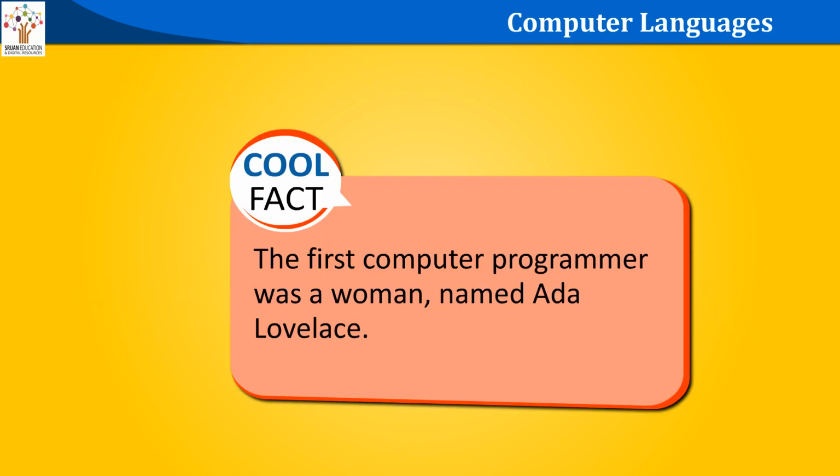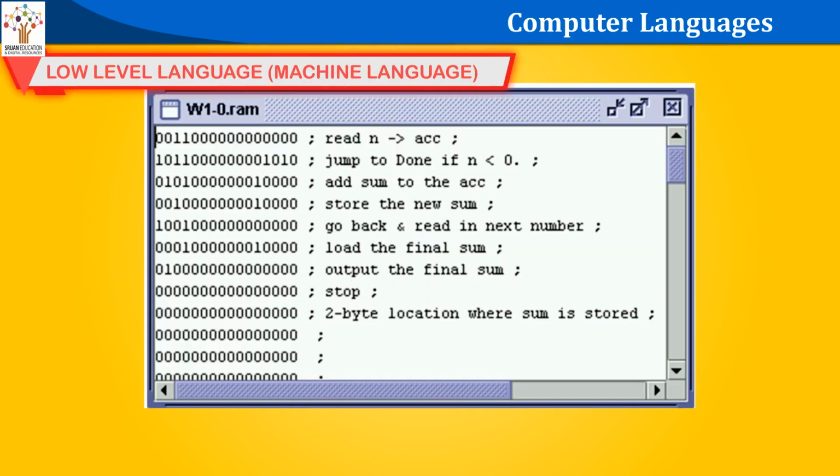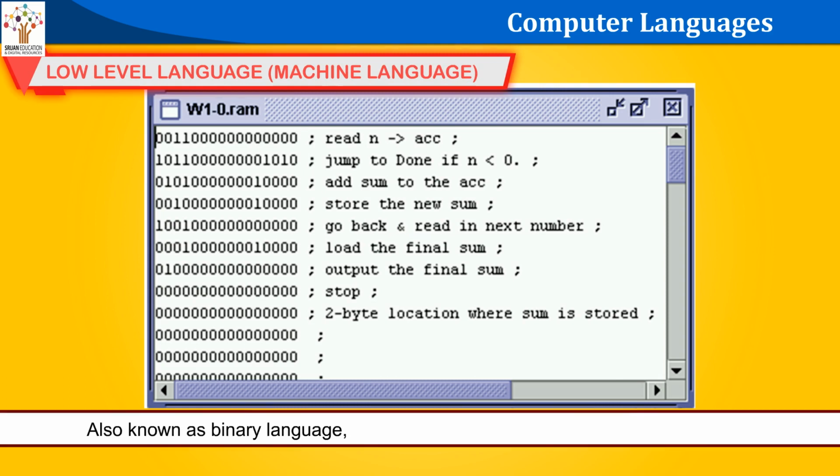Cool fact: the first computer programmer was a woman named Ada Lovelace. Low-level language, machine language. Also known as binary language, a low-level language consists of strings of zeros and ones. It is directly understood by the machine, computer, and needs no translation at all. The zeros and ones are actually codes which are converted into electrical signals. The off state of electrical signal is identified by 0 and the on state is identified by 1.